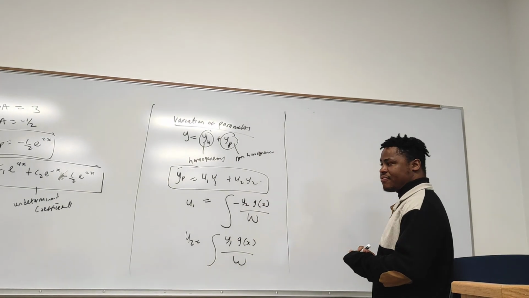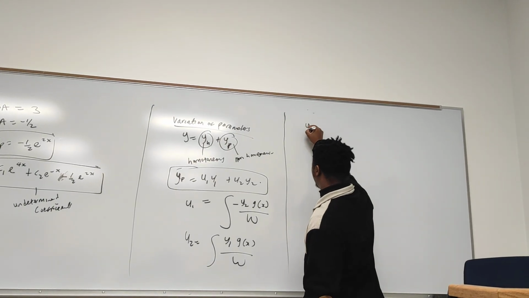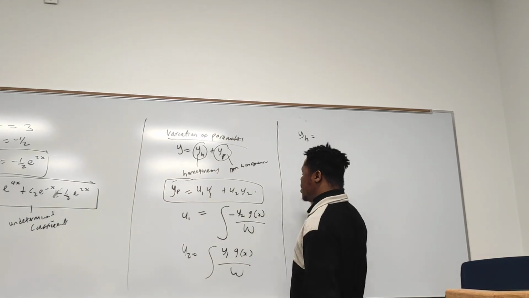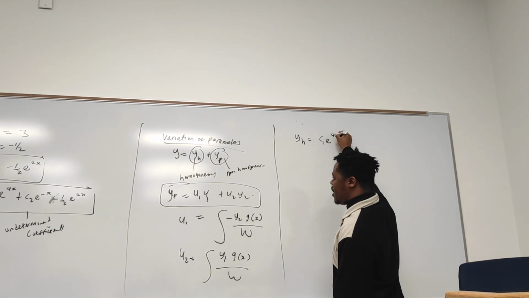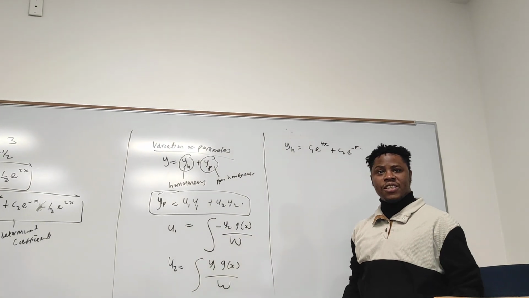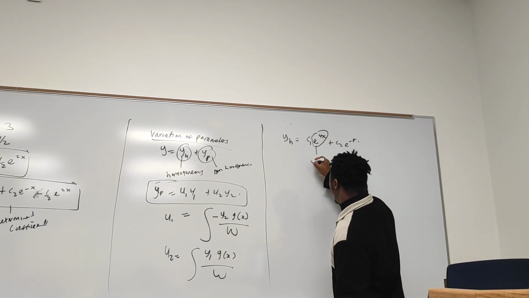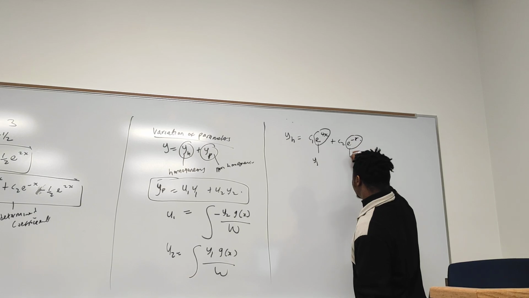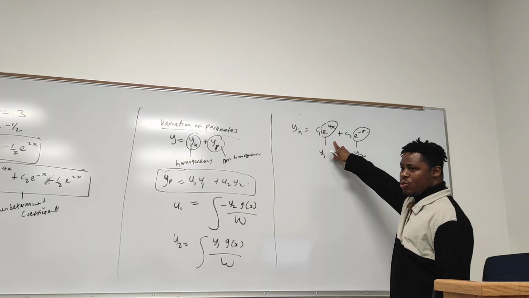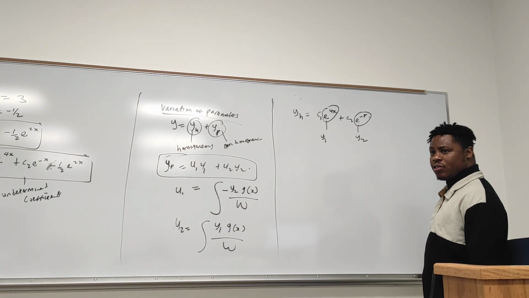So let's apply it. The first thing we need is our homogeneous solution, which is the same as the previous question. So our homogeneous remains the same: c1 exponential 4x plus c2 exponential minus x. That is our homogeneous because it's the same question, right? So this term here is our y1, and this term here is our y2, because we need y1 and y2 to find u1 and u2. The first solution is always our y1, the second solution is always our y2, because a second-order equation has two solutions.